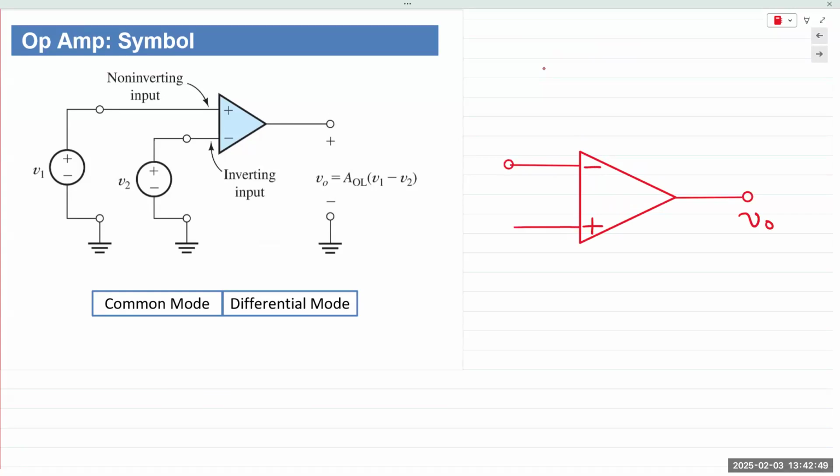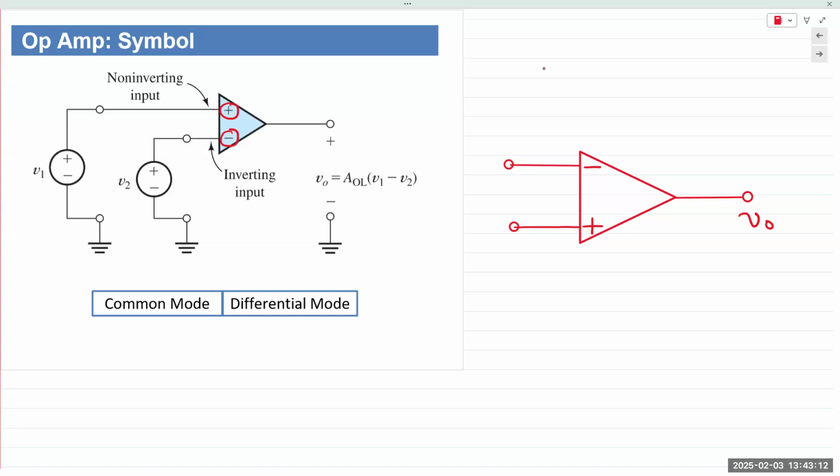The reason I'm drawing this out separately, even though I have it on the left, is because of the terminals. So we have two terminals. One of them is labeled as the inverting input. The other one is labeled as the non-inverting input. And those are represented with a minus and a plus sign respectively.